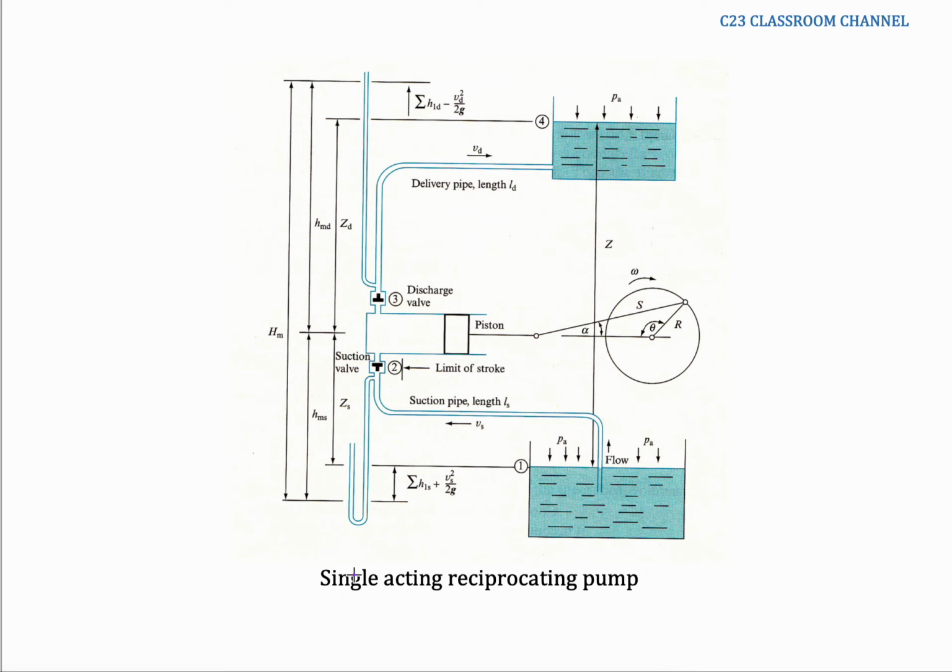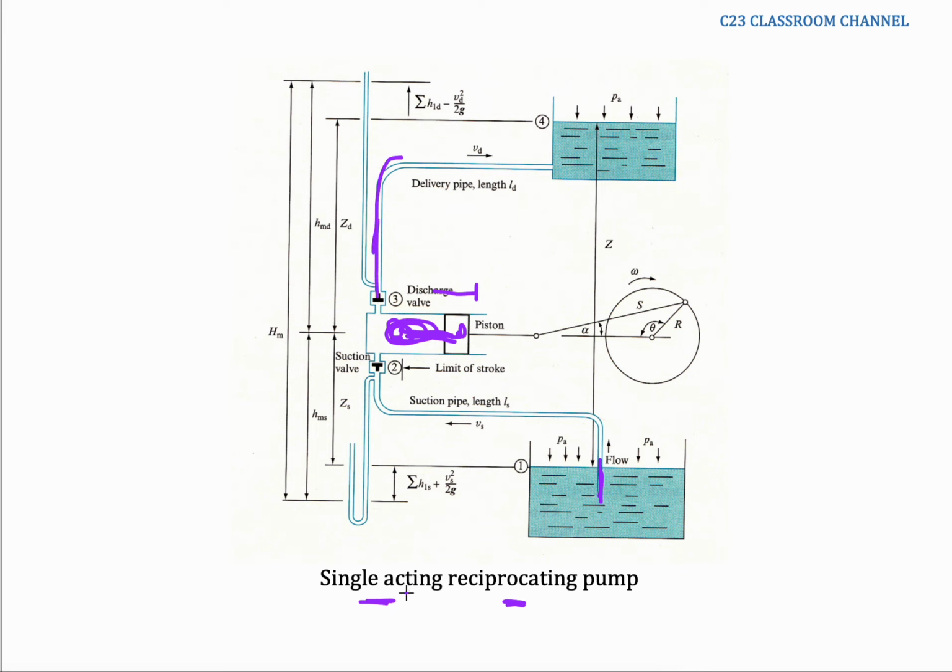This is an example of a single acting reciprocating pump. Reciprocating means the piston here will move left and right like this. So it is a reciprocating motion. When the piston moves from left to right, it will create a vacuum here, and then it will suck the water from the inlet. And then when the piston moves from right to left, it will push all the fluid inside this chamber to the outlet pipe like this one.